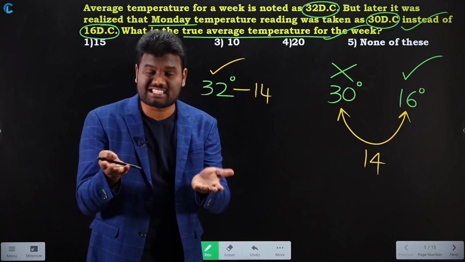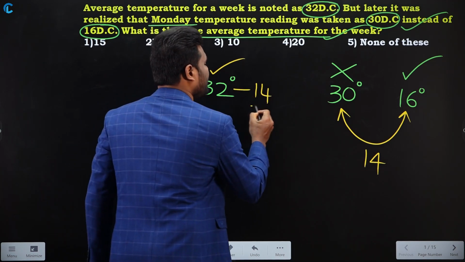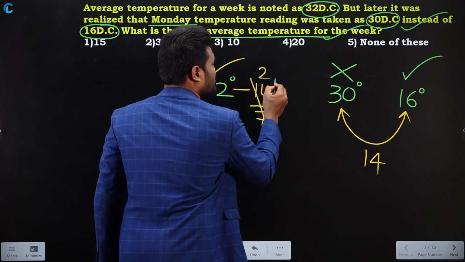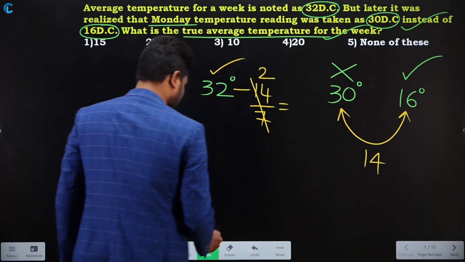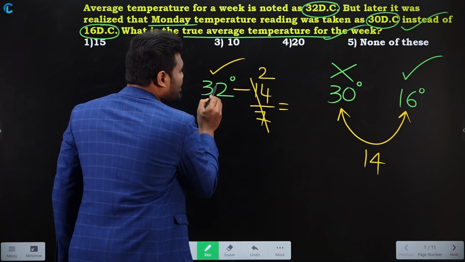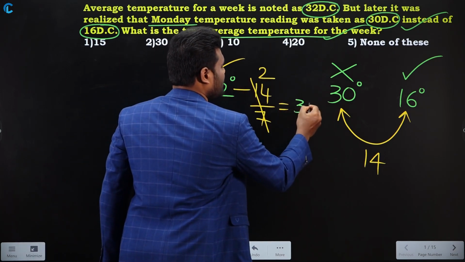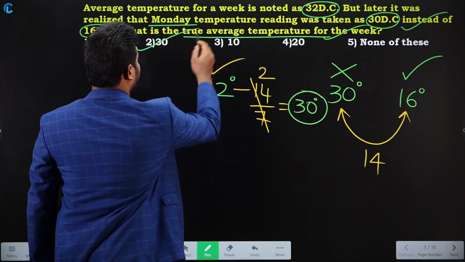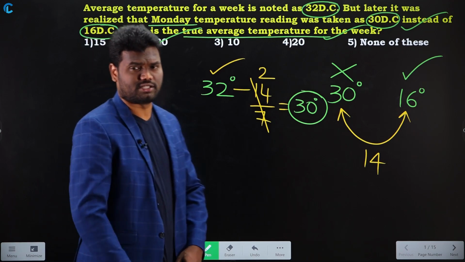Week means how many days? 7 days. So it has to be distributed over 7 days. Then 14 divided by 7 is 2. So the correct average temperature is nothing but 32 minus 2, that is 30 degrees Celsius. So we can say that the answer for this question is 30 degrees Celsius.